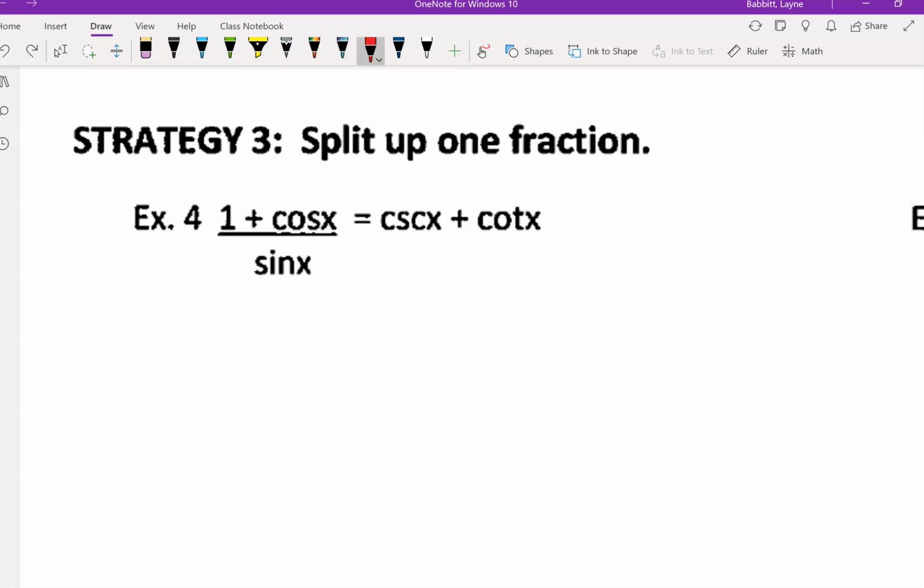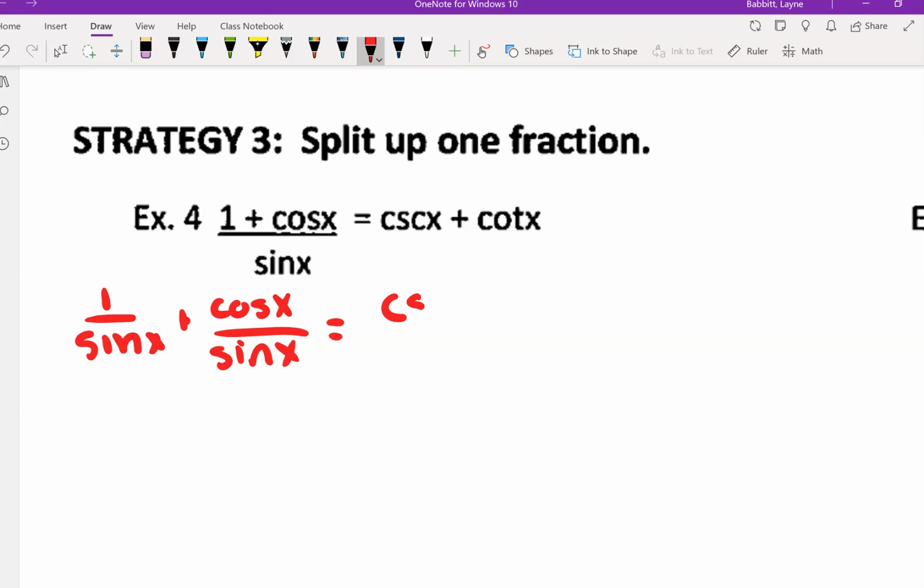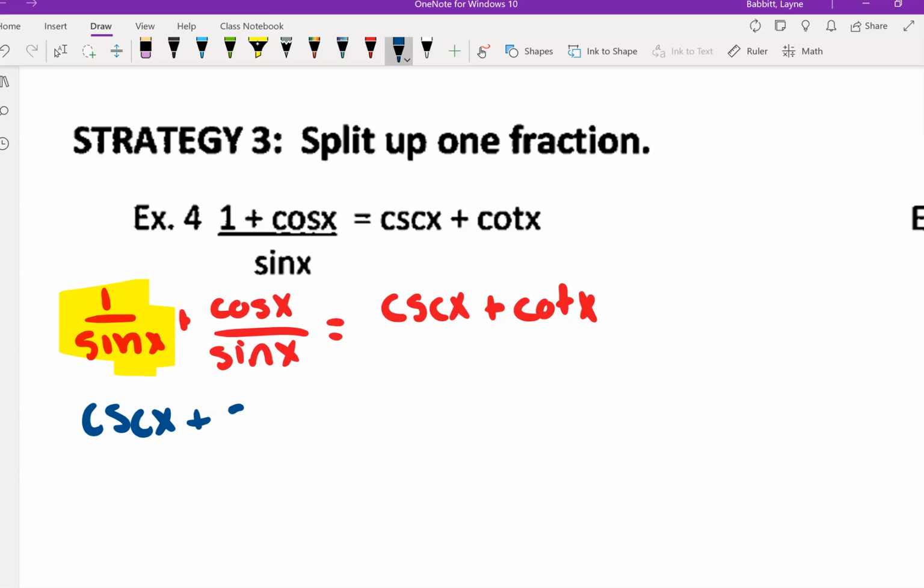So I'm going to split up the fraction on the left side into 1 over sine x plus cosine x over sine x. We can split that up. And we still have cosecant of x plus cotangent of x. And then I can change this to cosecant of x because of the reciprocal identities. And then cosine x over sine x is cotangent of x.